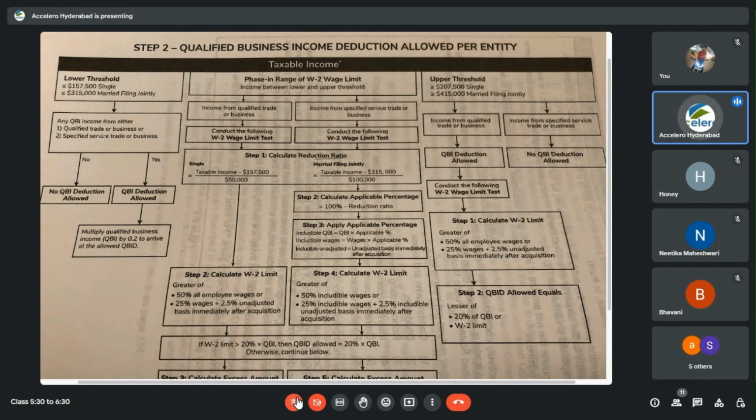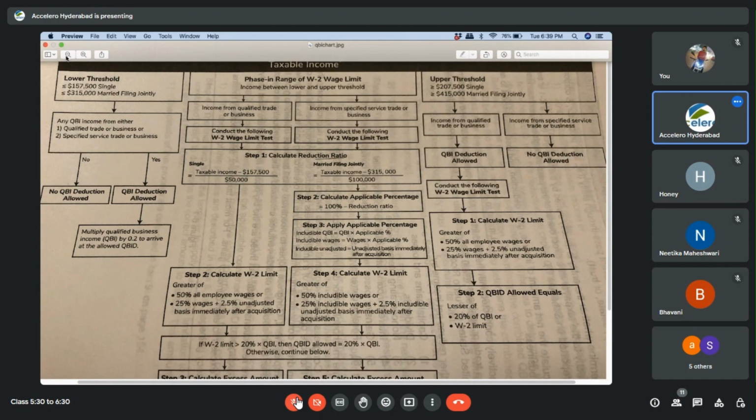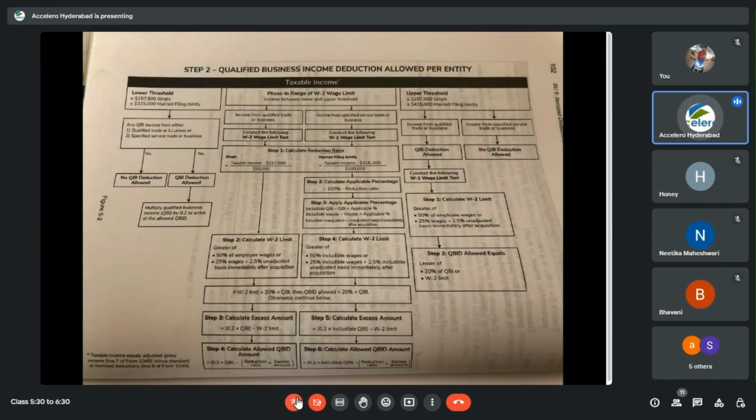Qualified business or SSTB, wait a minute. What is this saying? Any QBI income from either of these. Did we miss something? No, typically no QBI. Oh, yeah, obviously. Sorry, I am not reading it properly. So what they're saying is any QBI income coming from these 2 kinds of businesses, yes, if the income is coming, you will get the full deduction. No, obviously, then there is no deduction.